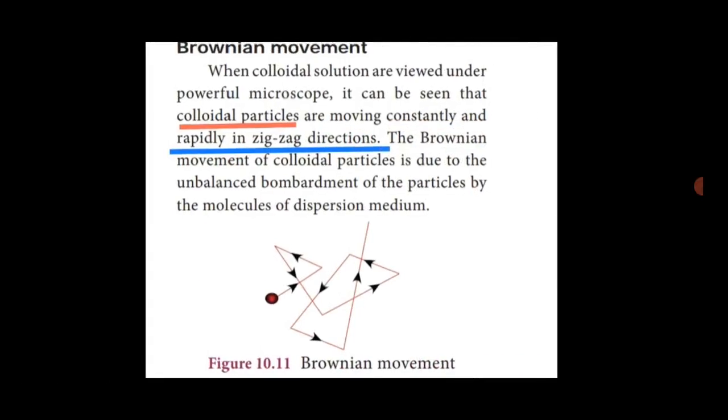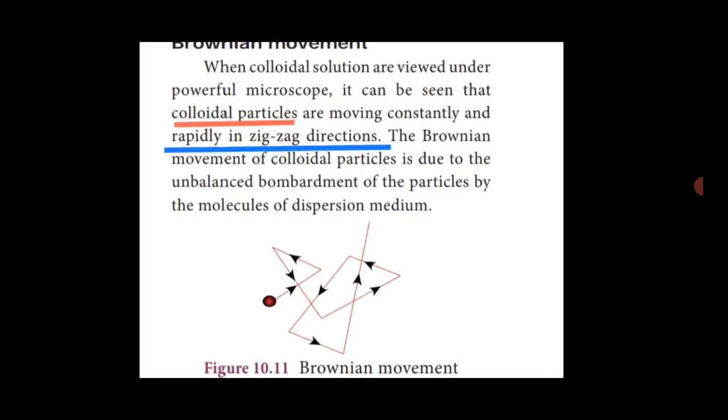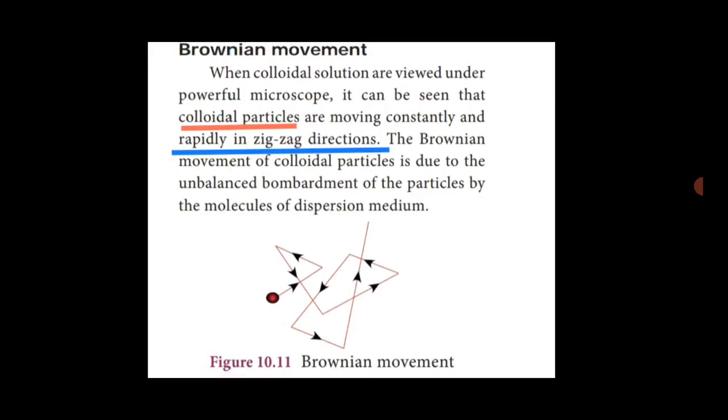What is Brownian movement? When colloidal solutions are viewed under a powerful microscope, it can be seen that colloidal particles are moving constantly and rapidly in a zigzag direction. The Brownian movement of a colloidal solution is due to unbalanced bombardment of the particles by molecules of the dispersion medium.